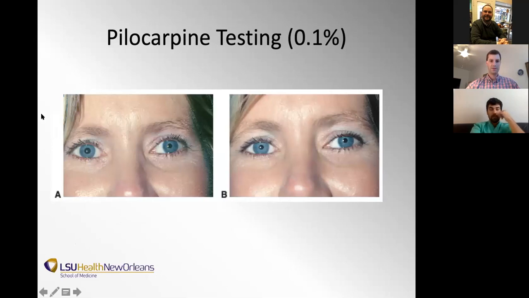So here's a young lady who has a tonic pupil in the right eye, and you can see that after instilling 0.1% pilocarpine, that pupil has constricted considerably, and the other pupil on her left-hand side is relatively unchanged. So that would be a positive test.